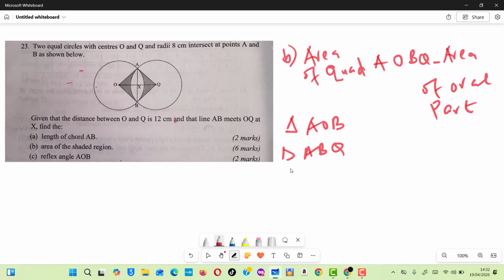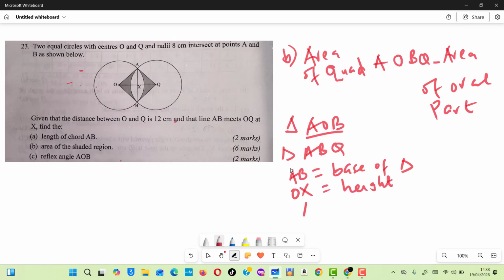ABQ. So what we need to find is that these two triangles have got the same base and height, because they've got the same radius. The circle has got the same radius. So what I need to find is only the area of triangle AOB, and then multiply by 2. So what we calculated in part A was the length of the chord AB. The chord AB happens to be the base of the triangle, and the height of the triangle happens to be OX. Therefore OX is the height of the triangle.